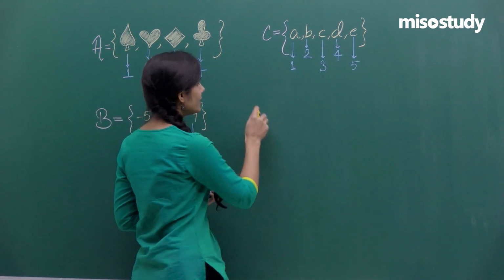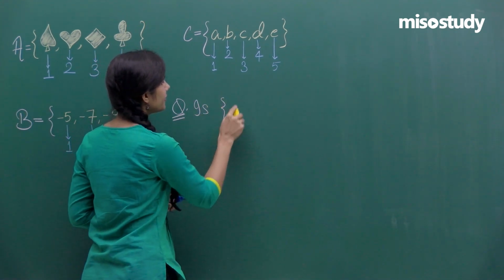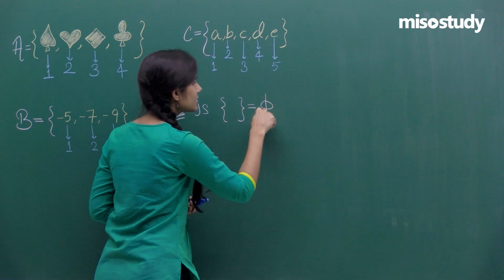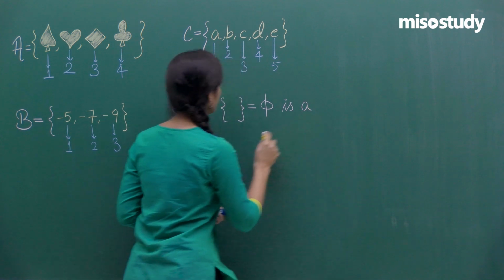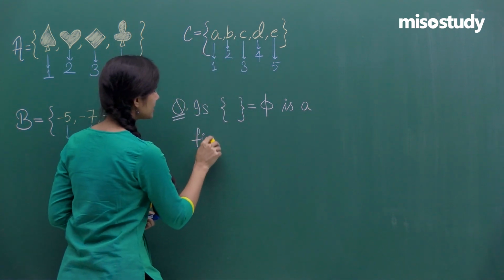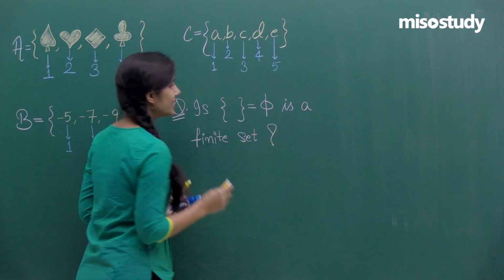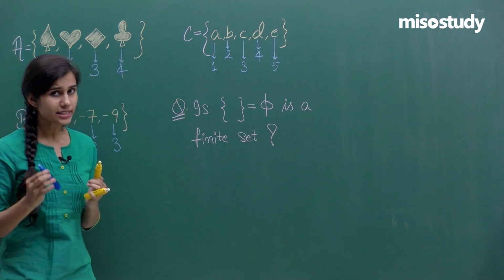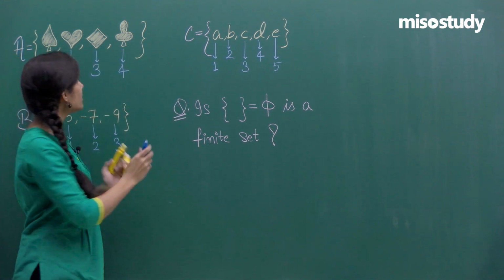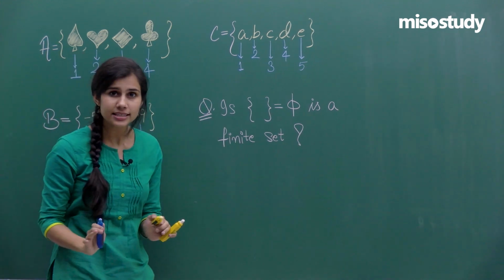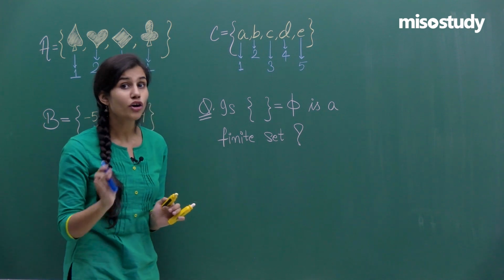The question is: the empty set, which is denoted by phi, is a finite set? This is the question. The question is asking that A, B and C were not empty sets because they had something inside them at least. But is this empty set a finite set or not?